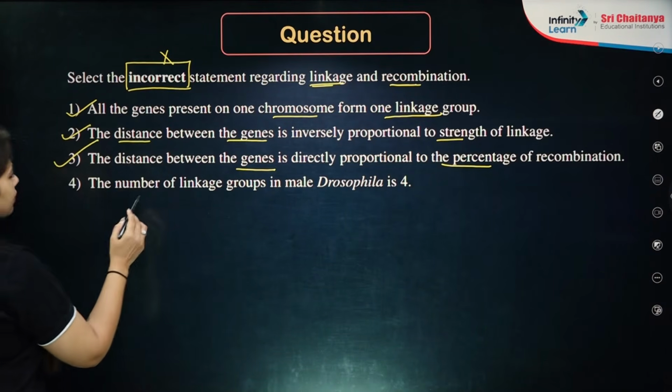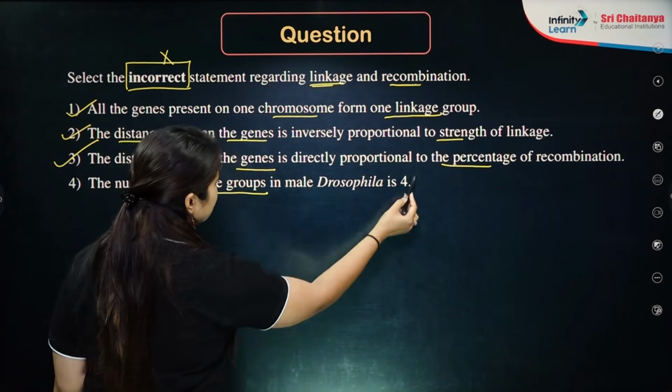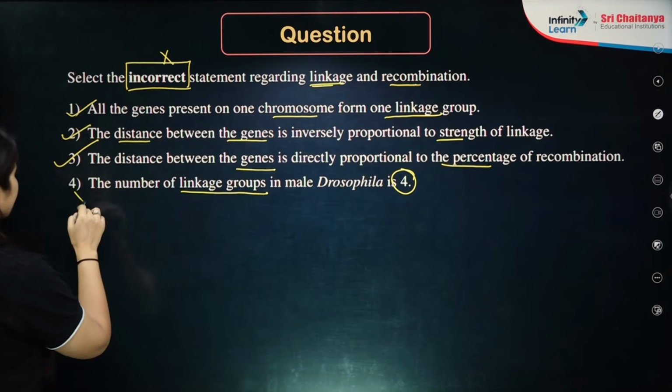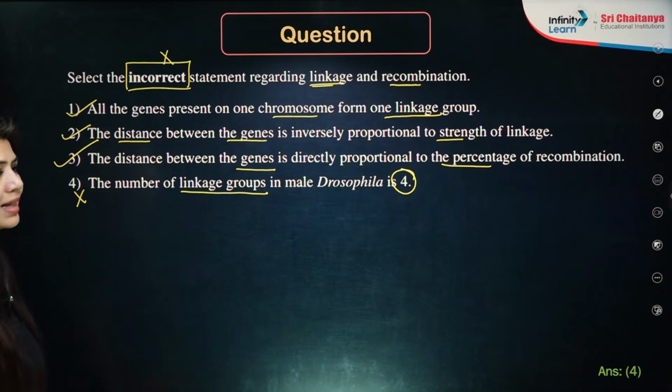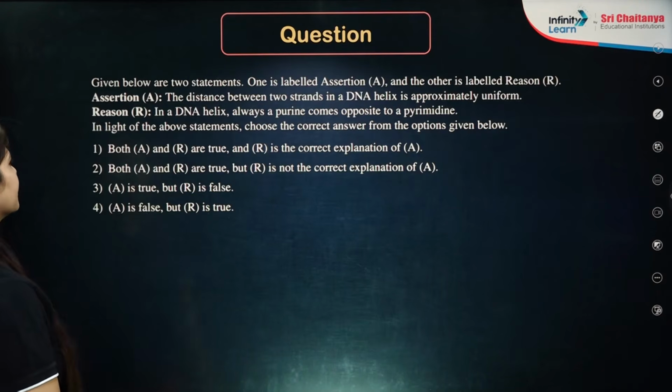Correct statement. Then we have, the number of linkage groups in male Drosophila is 4. This is an incorrect statement. So for this question, statement number 4 is the incorrect statement, hence it is the correct answer.